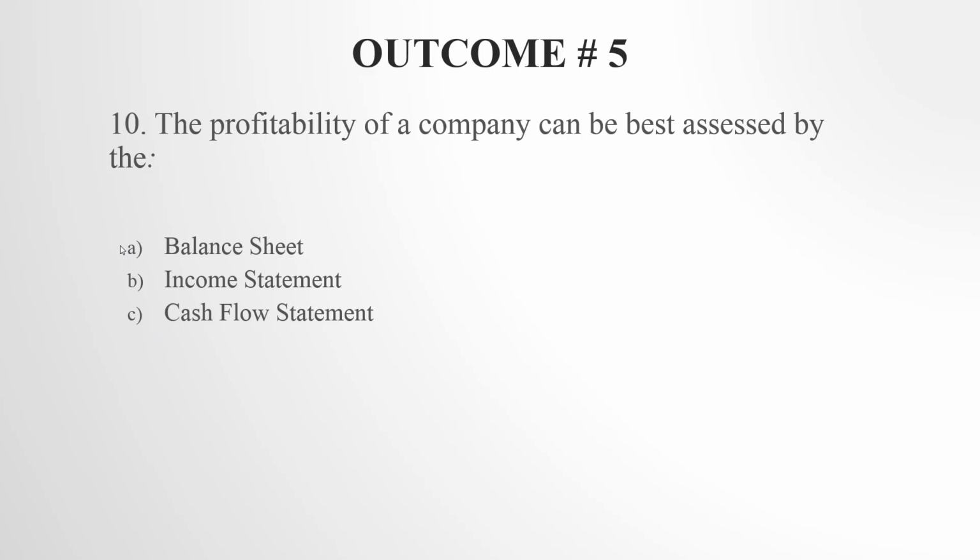Therefore, A is wrong. C is also wrong because the cash flow statement tells us about the sources of cash and the use of cash. It does not talk about how profitable a company was. B is the right answer. The income statement tells us how much revenue the company generated and the different kinds of expenses it incurred. It tells us the net income earned by the company. Therefore, it tells us how profitable the company was. Income statement, option B, is the right answer.